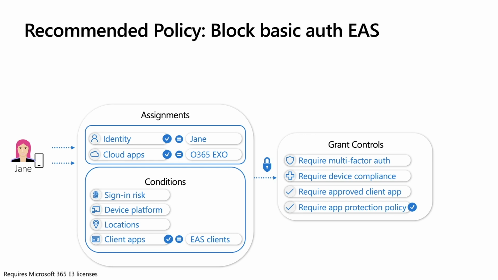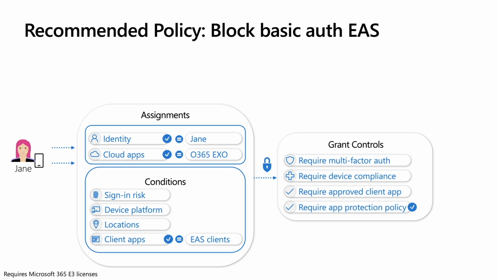We don't need to worry about device platform in this case, because in fact, we want to ensure that ActiveSync can't be used on any device platform. And then from an access control perspective, you may think this would be an outright block policy, but in fact, this is going to be an allow policy. And we're going to use the require app protection policy grant access control.